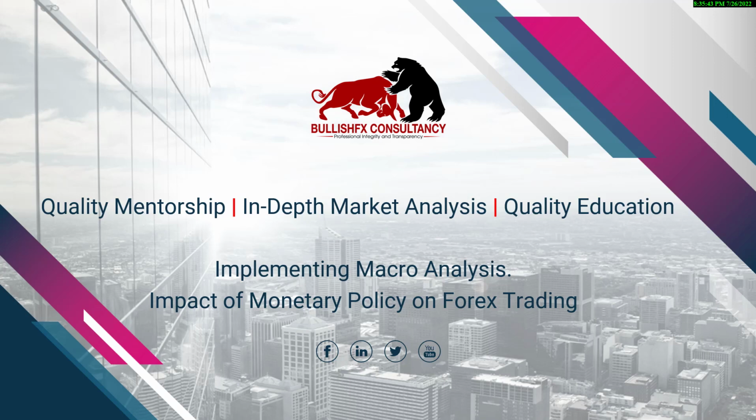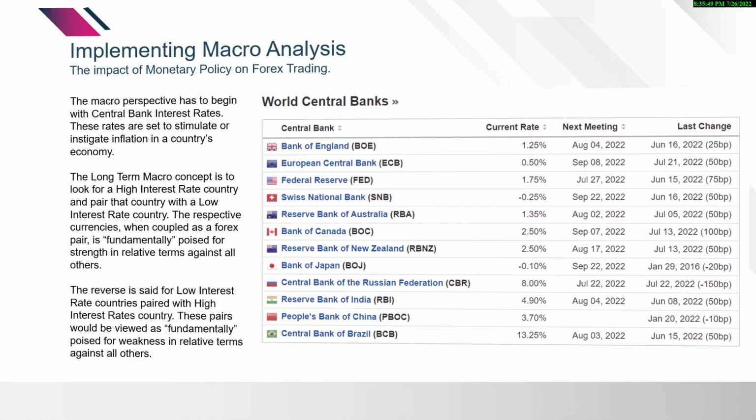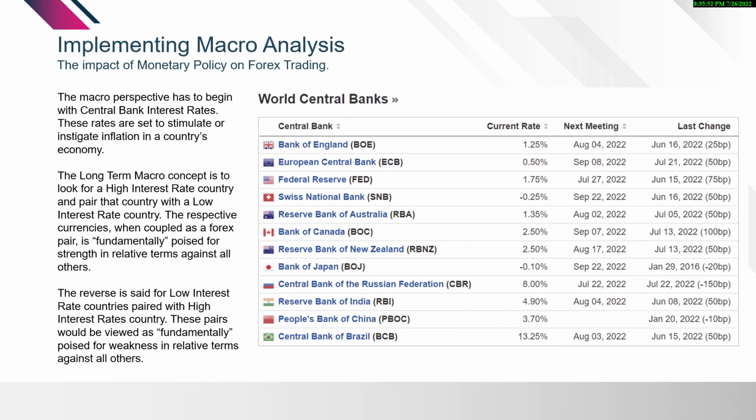So the macro perspective, we all know the macro perspective when we are doing our analysis, it starts with the interest rates, right? Everything that you do if you are trading mainly currencies, the macro perspective has to begin with the central bank interest rates. These rates are set to stimulate or instigate inflation in a country's economy, which is the point where we are at this moment in time in regards to high inflation, central banks trying to reduce inflation by raising interest rates.